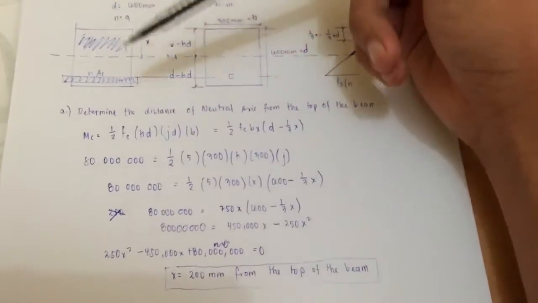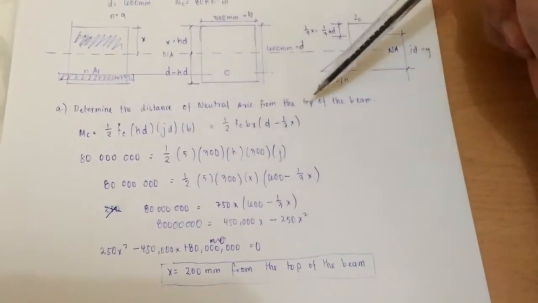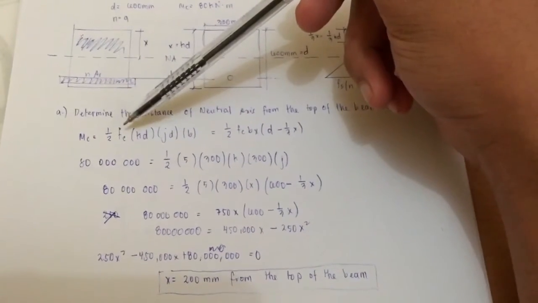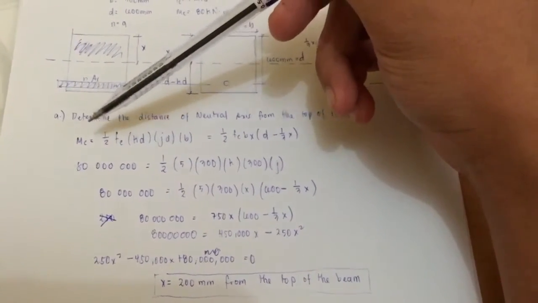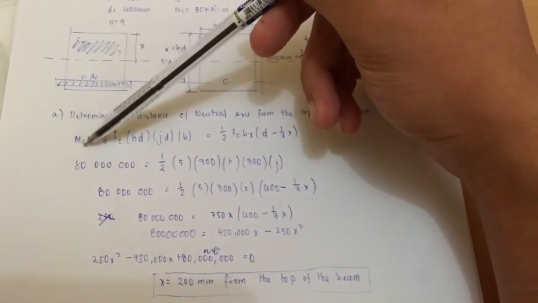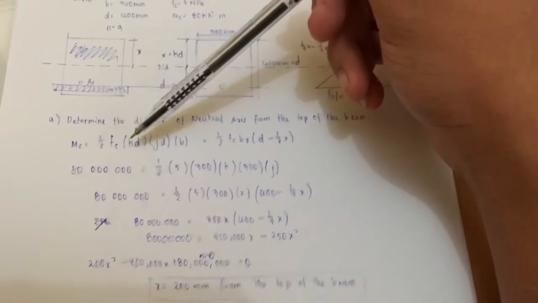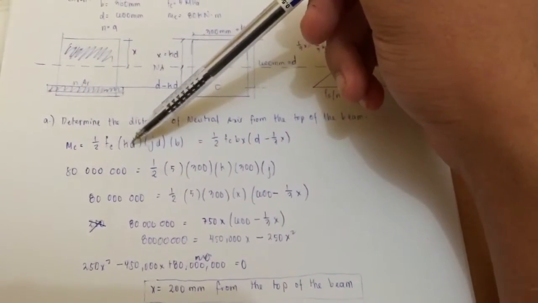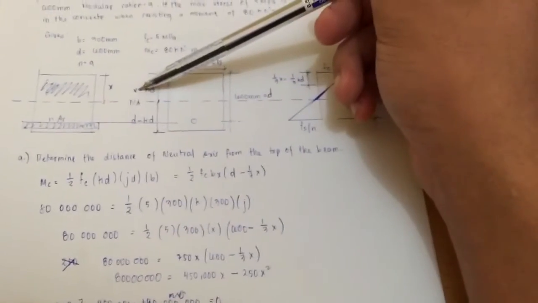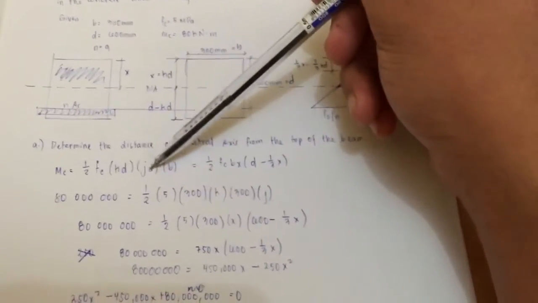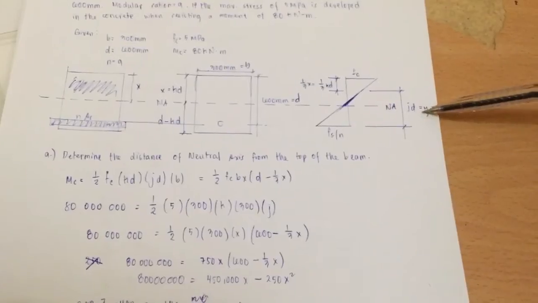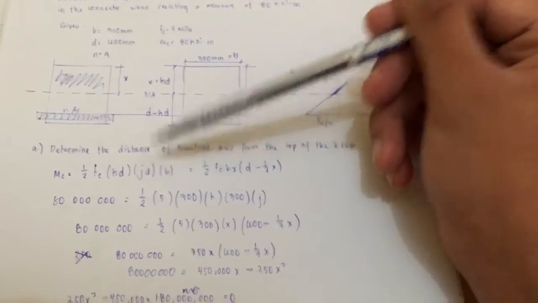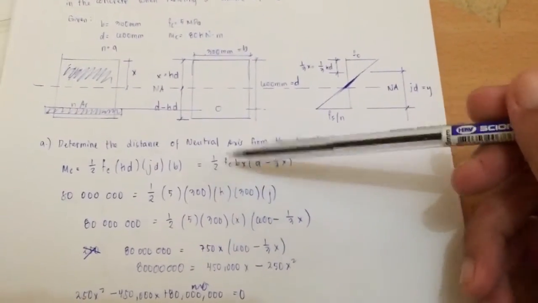In order to determine the distance of the neutral axis from the top of the beam, you can use this formula. The moment capacity of the concrete is equal to 1/2 times the stress developed in concrete times kd, or let's just say X, times jd, which is just equal to Y, times the width of your concrete beam. Or you can rewrite it in this form.